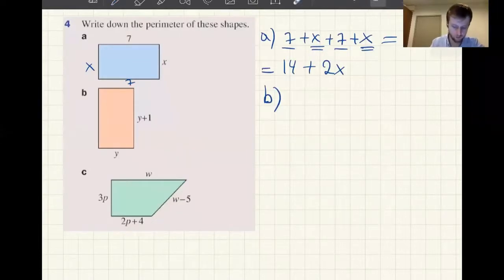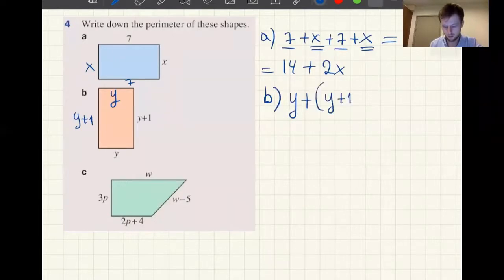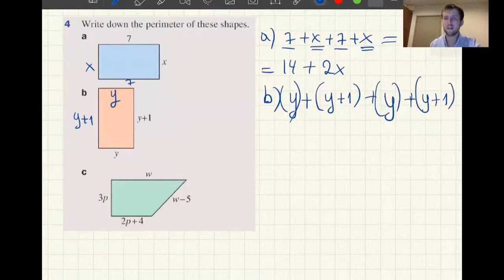So B, we have y plus 1, y. Again, obviously, this is a rectangle. So we will have here as well y plus 1, and this is as well going to be y. And then what we do is we do y plus 1, and this time I'm going to write each side in brackets so as not to confuse you. Y plus 1, like this, plus y plus 1.